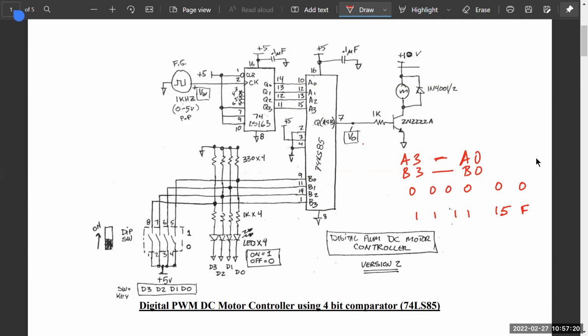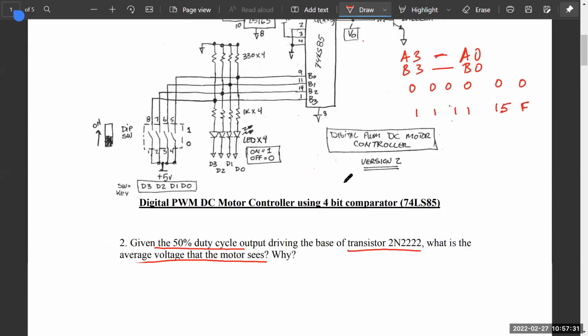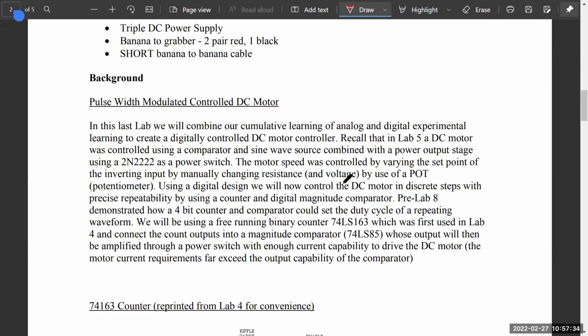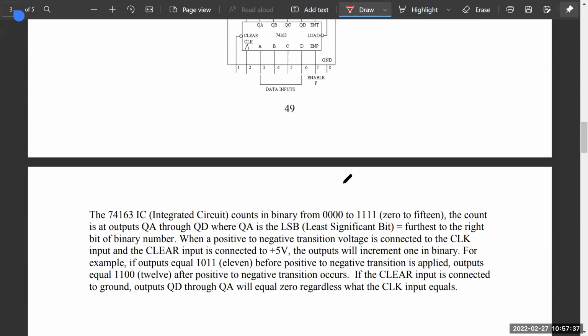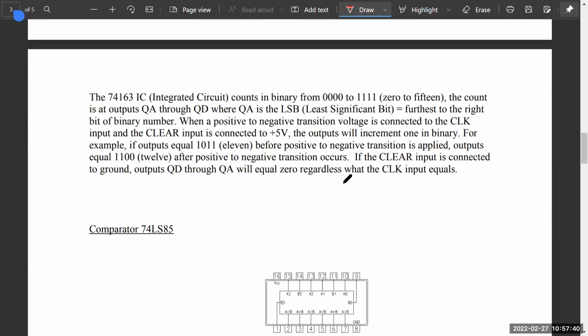Okay, so let's take a look at what this chip is. This chip is 74LS163, and it is a free running counter, something that you have used before. It basically counts in binary form for every clock pulse. It's a 4-bit counter, meaning it goes from 0000 to 1111, 0 to 15, or hexadecimal F. QA or Q0 is the least significant bit, and QD is the most significant, meaning from left to right.